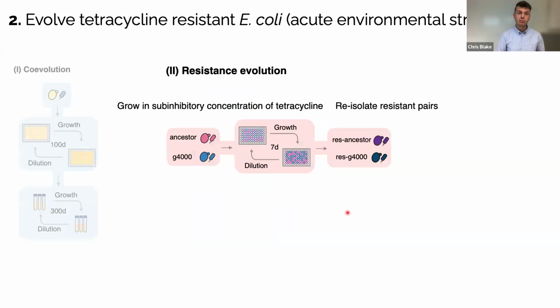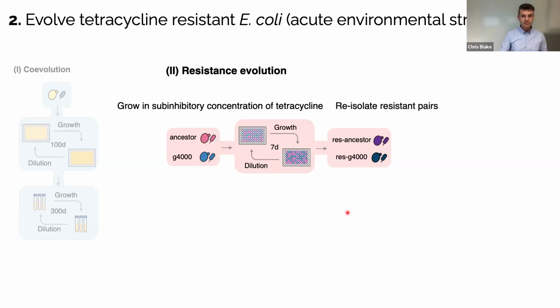Now, the second angle I wanted to look at was what happens if our culture can evolve to resist an acute environmental stress. For this condition, I chose the antibiotic tetracycline, which is a bacteriostatic, meaning it's arresting E. coli's growth. It doesn't have any effect on yeast. So basically, we can very precisely manipulate growth conditions for E. coli.